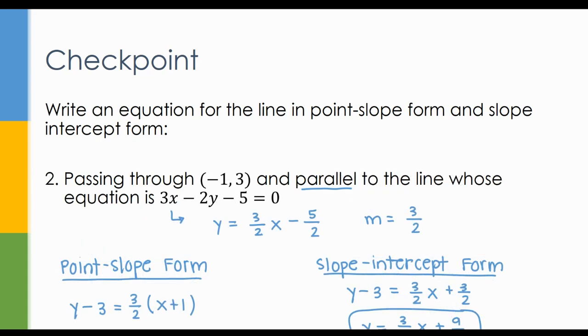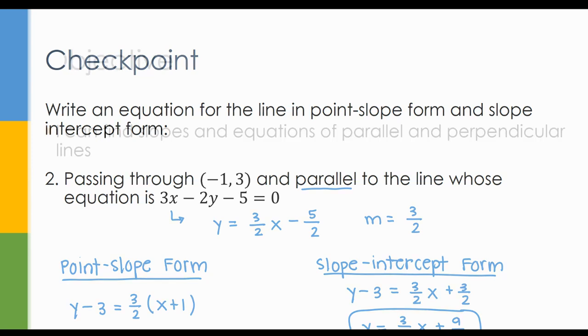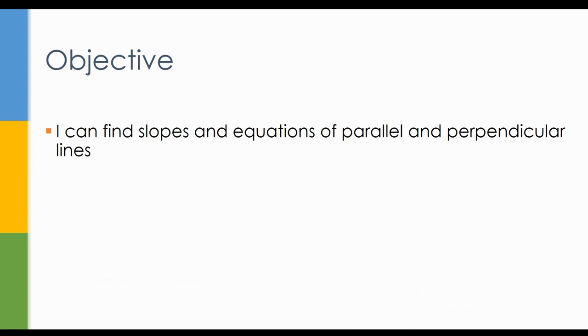For the second one, I'm talking parallel. Once I took that general form and wrote it in slope-intercept form, the slope that I identify is the slope that I want to use. So y minus 3 equals 3/2 times the quantity x plus 1. There's my point-slope form. Distribute the 3/2, add the 3, and that gives us y equals 3/2 x plus 9/2 for our slope-intercept form. So that's us finding slopes and equations of parallel and perpendicular lines.